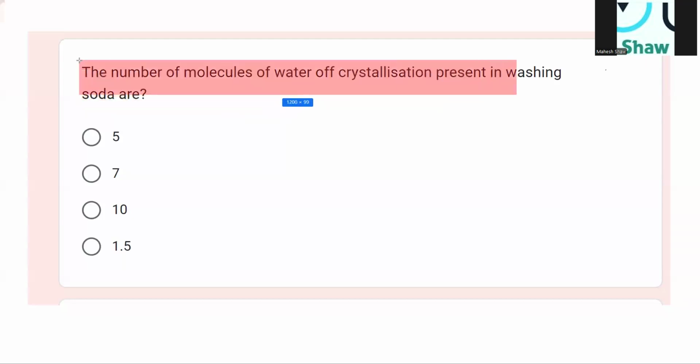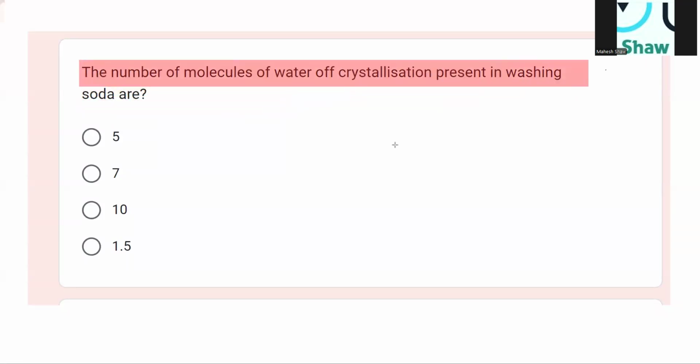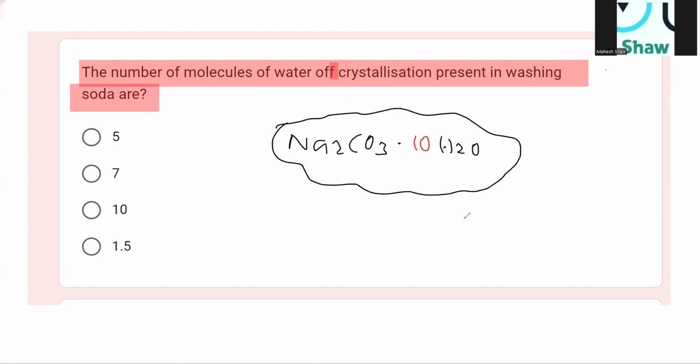In the first question, it is the number of water molecules present in washing soda. You should know that washing soda is Na2CO3 and it has 10 water molecules attached to it. That is how we write it. Washing soda has the molecular formula Na2CO3.10H2O, decahydrate. Deca stands for 10 and therefore we say it has 10 water molecules attached.